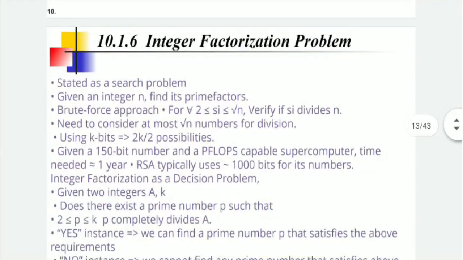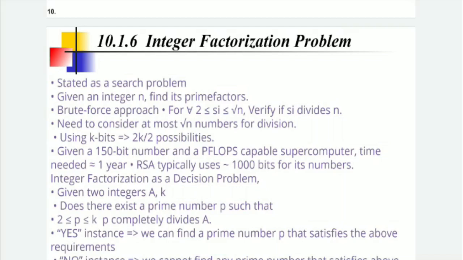In the category of hard problems, two problems come up. First one is the integer factorization problem, and the next one is the discrete logarithm problem. Now let us talk about the integer factorization problem. This integer factorization problem is stated as a search problem. Given an integer n, finding its prime factors is known as the integer factorization problem.